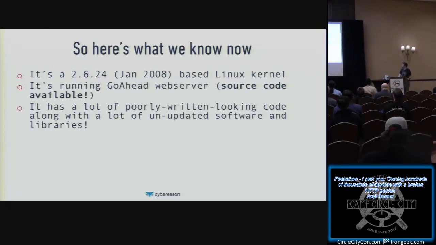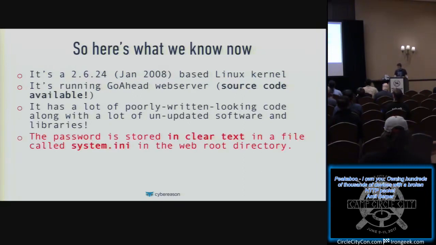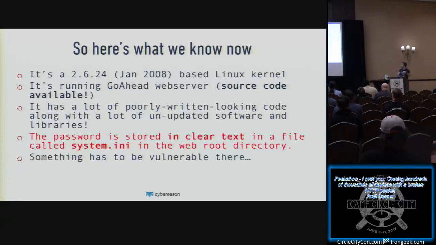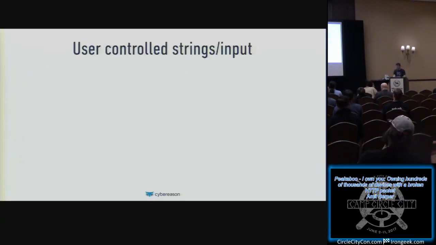It's a dumpster fire. And we also found a file called system.ini, which had some binary stuff, but it had the password for the web access in clear text. And this file was in the web root directory. But this file was protected with a password. So we couldn't ask for the file because then it would ask us for the password. But there are so many crappy things on top of each other here, then something has to be vulnerable.